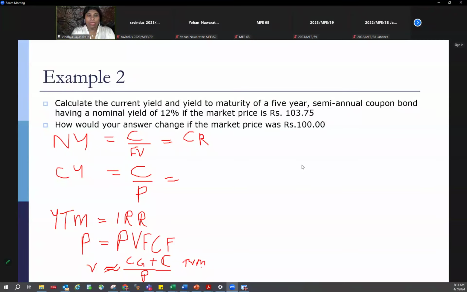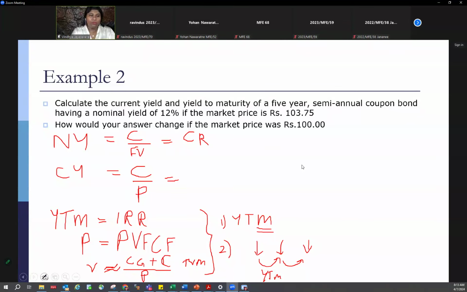So when we talk about yield to maturity, we make two assumptions. One is that the bond is held until it matures, right? That's why we call it the return if you hold the bond until it matures. And the second assumption is that coupons are reinvested. All cash flows that you receive are reinvested at yield to maturity, right? If you do not reinvest these cash flows at yield to maturity, you will not get the return that is promised from the bond. So that's yield to maturity.